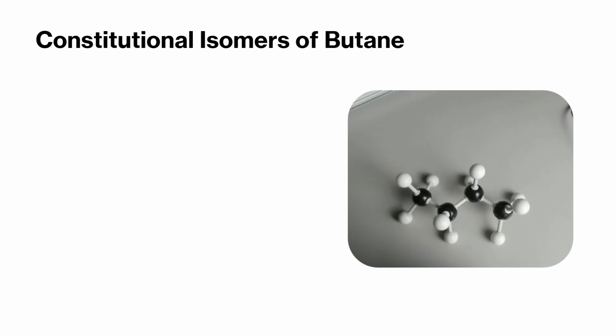Looking at the constitutional isomers of butane, which is the first hydrocarbon that we can make a constitutional isomer with. The molecular formula for butane is C4H10. When wanting to make your isomers, you always want to start with the longest parent chain possible from the molecular formula given to you, which means we want to have all four carbons bonded together. And then we will put in our hydrogens.